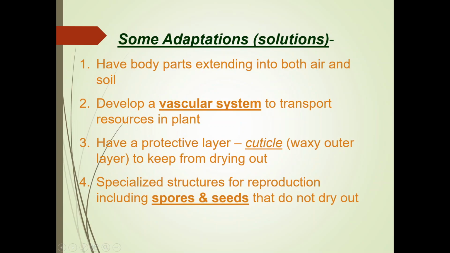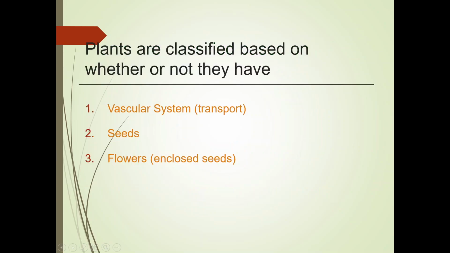The solutions to these problems were gaining body parts that can extend to both air and soil, developing a vascular system to transport resources within the plant, having a protective layer to keep it from drying out, and specialized structures for reproduction. And now to classify plants.